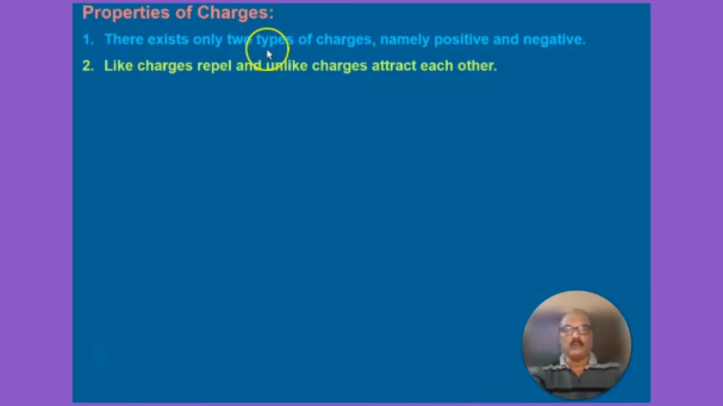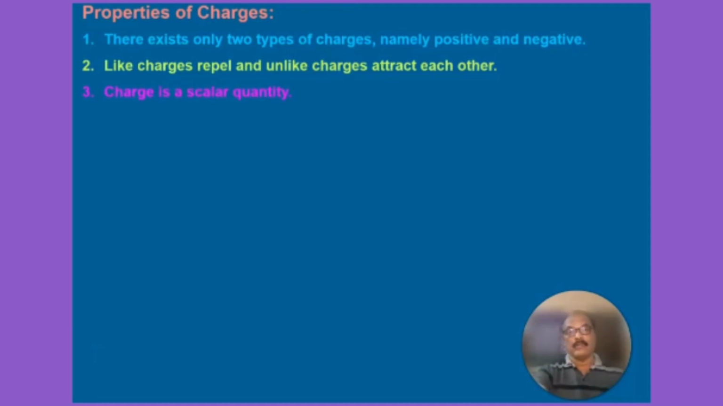Now the properties of charges. There exist only two charges. You know that atoms are made up of two charges: the nucleus has positive charge, and on the nucleus electrons are revolving, which is negative charge. There are also some neutral particles called neutrons, embedded in the nucleus. All that you have studied even in chemistry. Like charges repel, unlike charges attract, that you know very well. When you take a positive glass rod and a negative plastic rod and bring them together, they will start attracting.